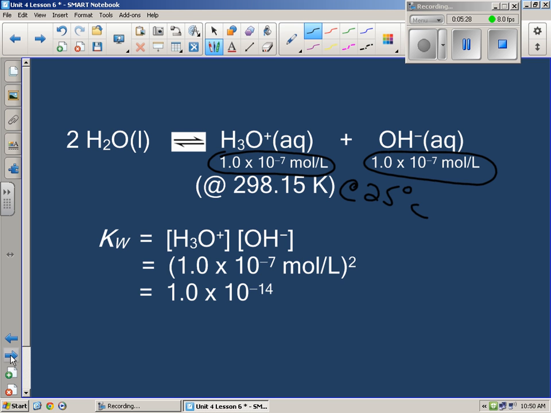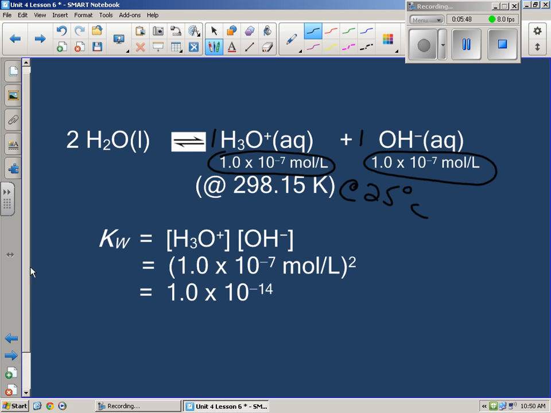Remember, those two concentrations would be equal, of course, because they're basically breaking up into a 1-to-1 ratio. Okay? So for every H3O plus ion you get an equal number of hydroxide ions, and therefore the concentrations would be equivalent to each other. Okay?